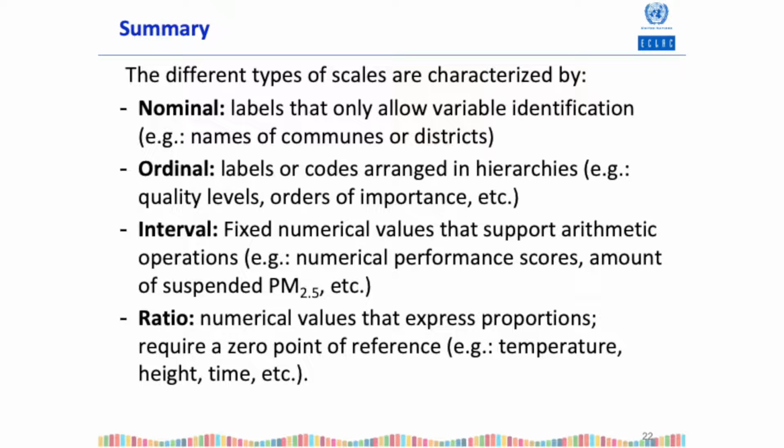Okay, let's have a summary. The different types of scales are characterized by nominal, which is the label that only allows variable identification. Ordinal, which allows you to have some codes and arrange hierarchies. And interval, which is fixed number values that support arithmetic operations. And the ratio is a numerical value that expresses proportion and requires a 0 point of reference, for example weight, time, temperature. And another example of interval could be, for example, the amount of suspended PM 2.5.